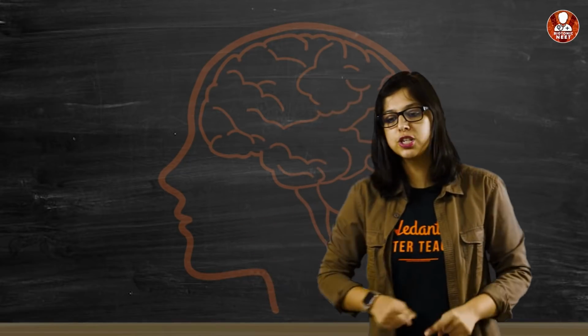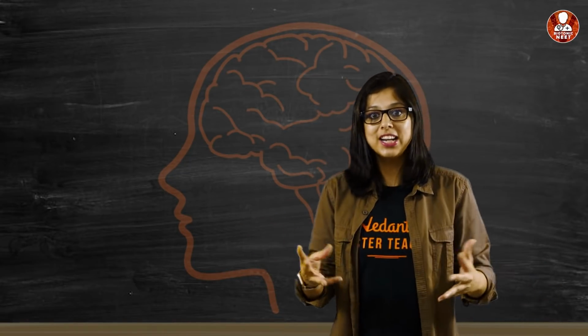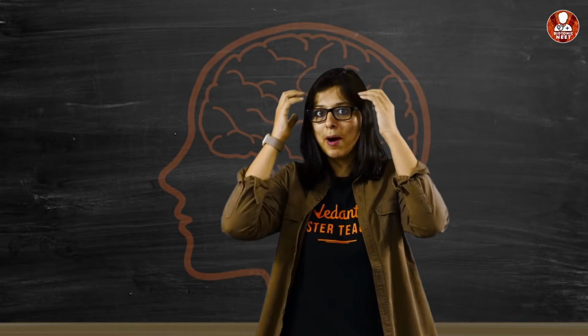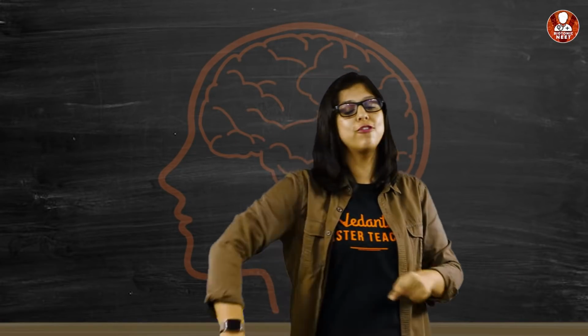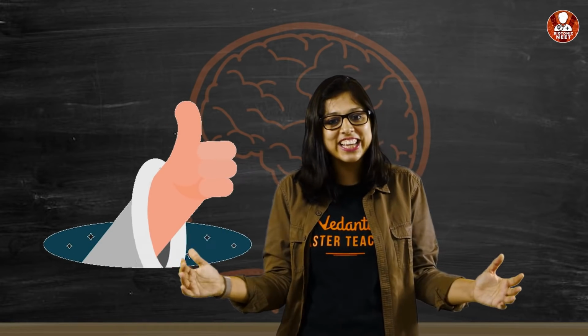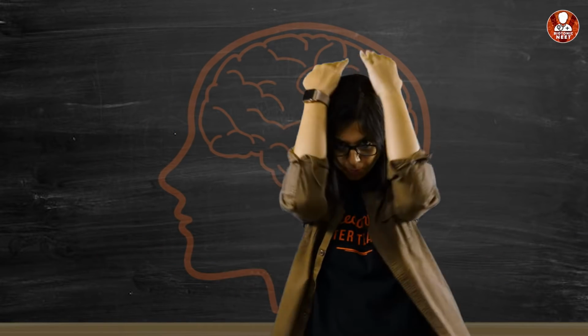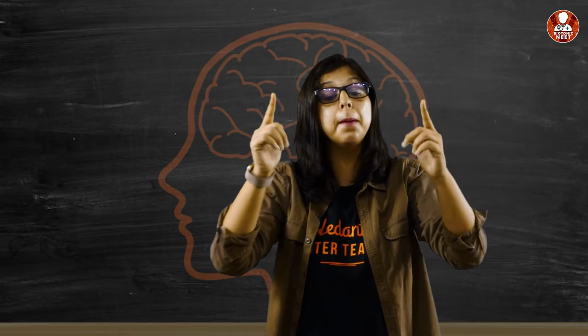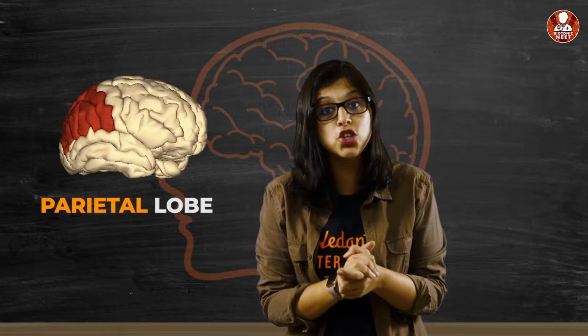If I quickly ask you to move your right leg towards the left side, I'm giving you a task that involves some amount of problem solving, and if you can do that, that means your frontal lobe is working absolutely fine. Moving to the second and the most important, right here, is the parietal lobe of the human brain.